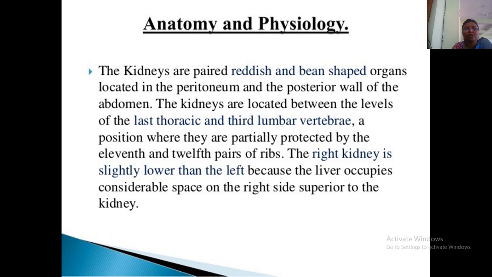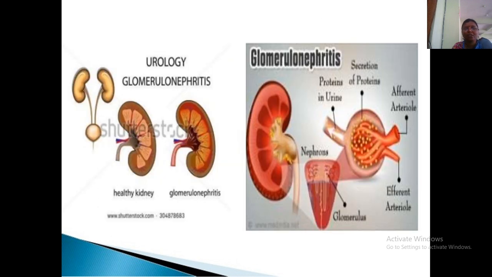Anatomy and physiology: the kidneys are paired, reddish, bean-shaped organs located in the retroperitoneum on the posterior wall of the abdomen. The kidneys are located between the levels of the last thoracic and third lumbar vertebrae, a position where they are partially protected by the 11th and 12th pairs of ribs. The right kidney is slightly lower than the left because the liver occupies considerable space on the right side superior to the kidney. This is the picture of how the kidneys are located.